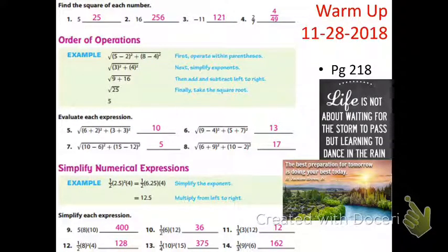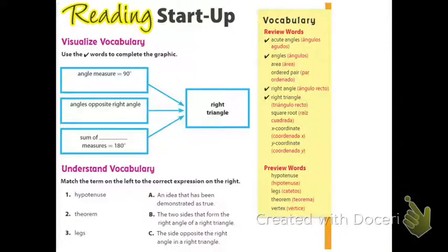All right, so now moving on. All righty, so these are some key vocabulary that y'all need to know, ladies and gentlemen, that we're going to work with today. Y'all need to know that in a right triangle, ladies and gentlemen, there will be one angle that measures 90 degrees. Angles opposite the right angle, and the sum of blank measures equal 180, ladies and gentlemen.